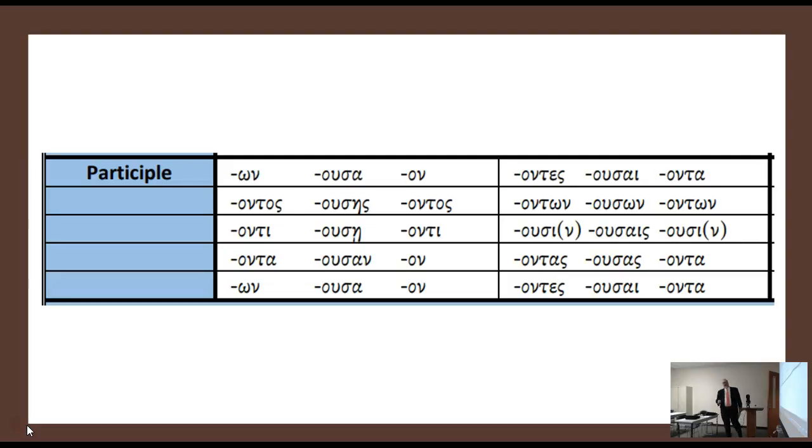So you got it. On, ontos, onti, onta, on, ontes, ontone, usi, ontos, ontes, usa, uses, use, usan, usa, usai, usa, uson, usais, usas, usai, on, ontos, onti, on, onta, ontone, usi, onta, onta.